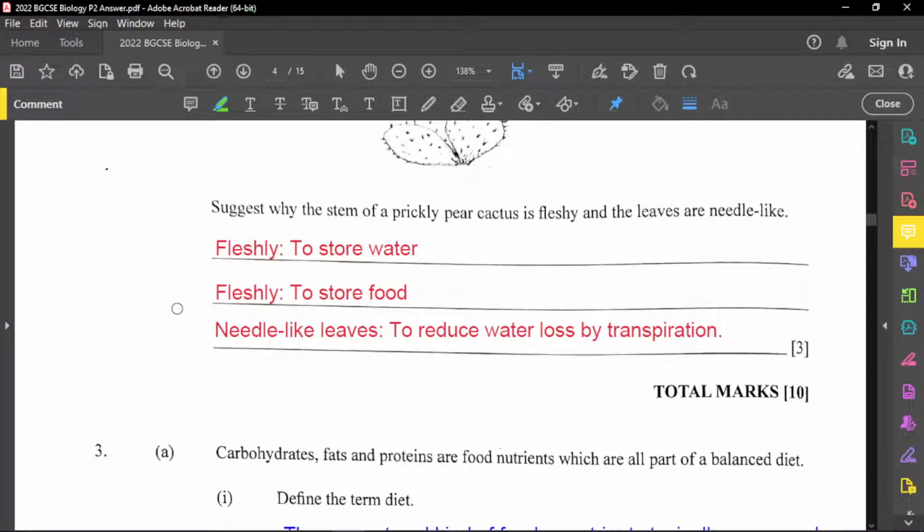And the needle-like leaves will help to reduce water loss by transpiration because, of course, you have less surface area, less stomata, so you have less evaporation of water from the leaf-like structures. All right, and that's the end of question 2.